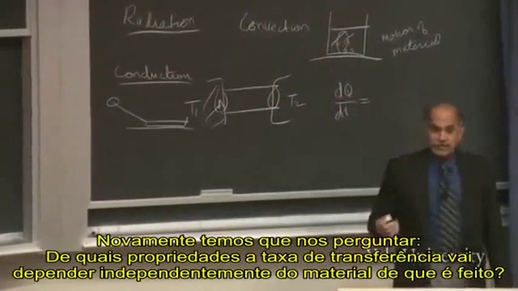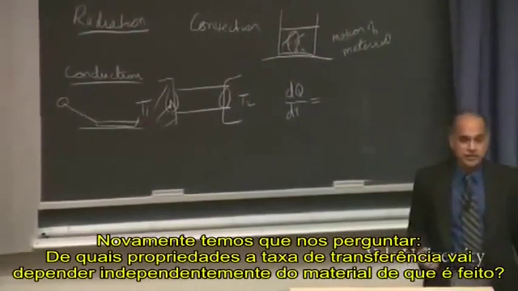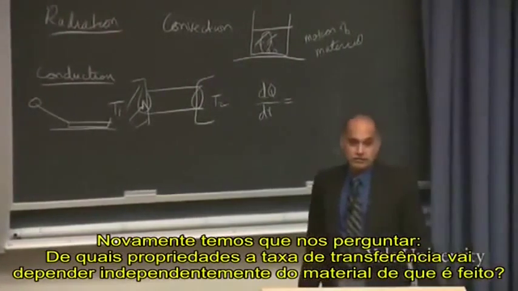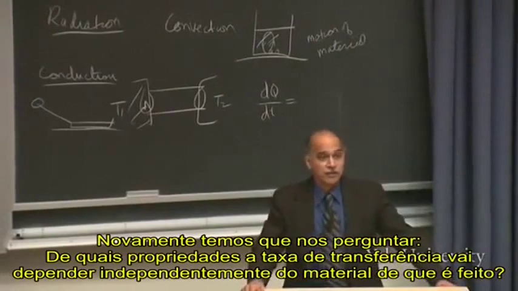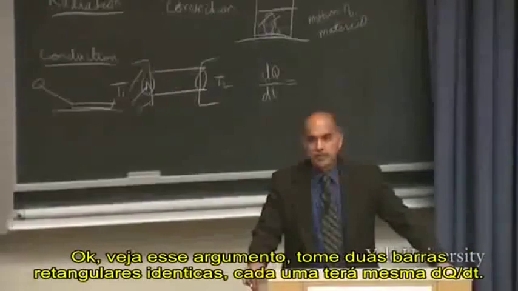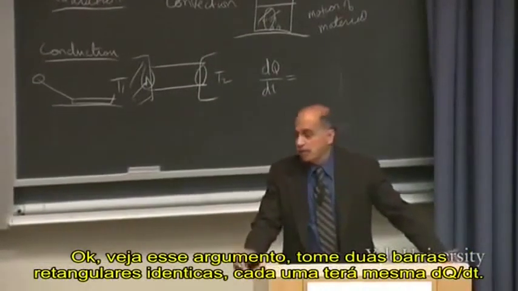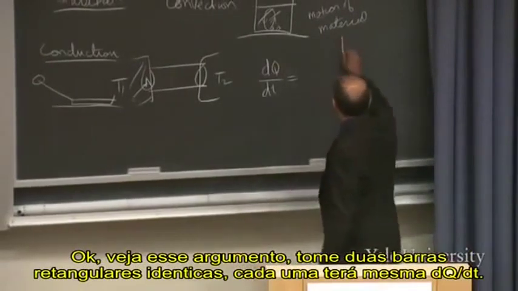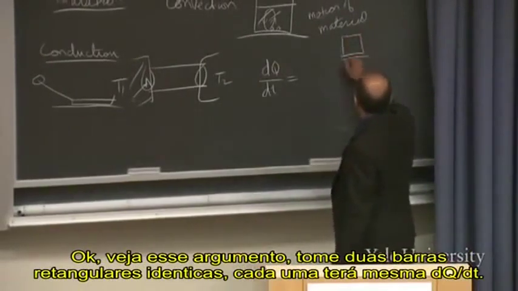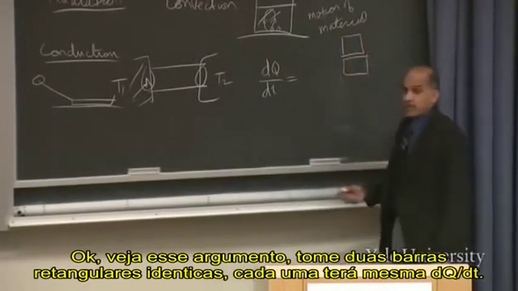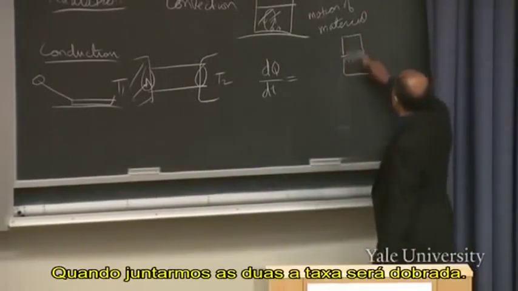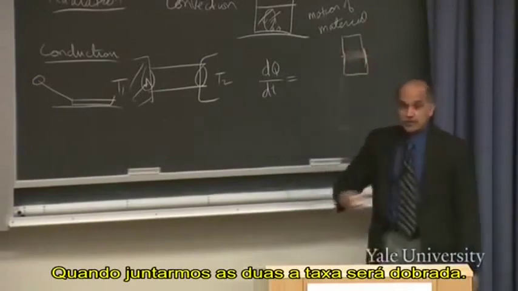Again, I'm going to write these formulas over and over again. So you've got to ask yourself, what will it depend on? What are the properties it will depend on in general, independent of what the rod is made of? Okay, let me repeat this argument. You take one rod, for convenience, let's just take it to be a rectangular rod. Take another rectangular rod. They will both transfer the same amount of heat per given amount of time. Just glue them together and say, here is my new rod. We know it's going to transmit twice the amount of heat.